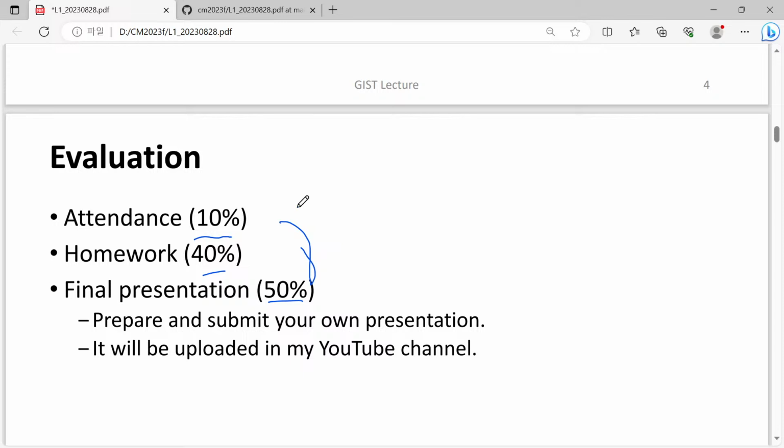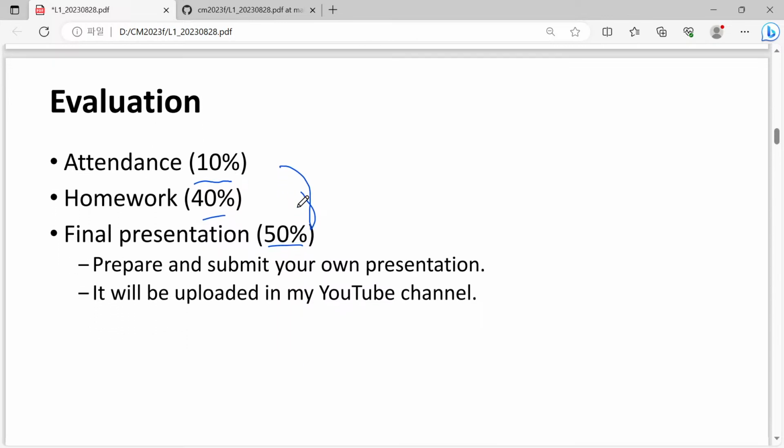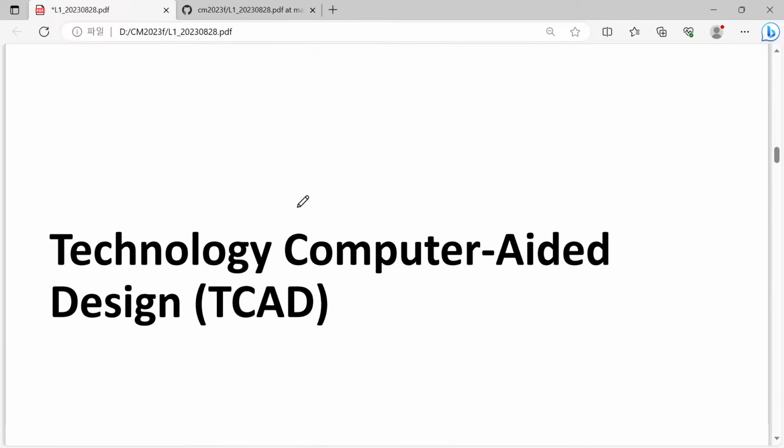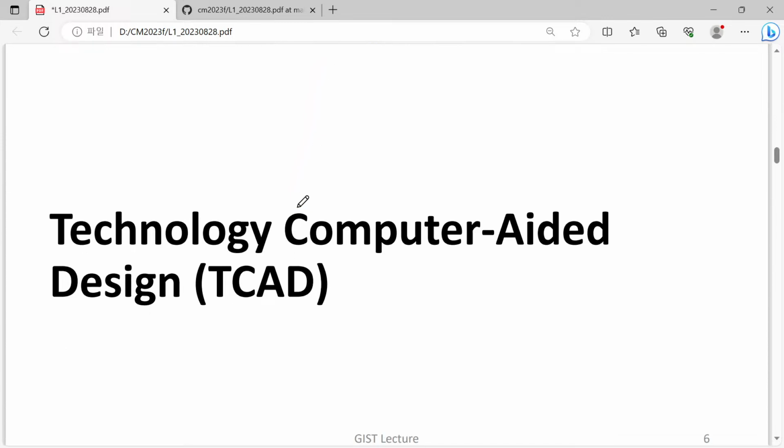Okay, so if you don't have any question, then please let's go to our first lecture. Our first lecture is devoted to the introduction of technology computer-aided design. Although our course name is computational microelectronics, this is another name for our course, technology computer-aided design. I will explain what this terminology represents and the importance of this research field, and some related stuff will be briefly introduced. If you have any question, please let me know.